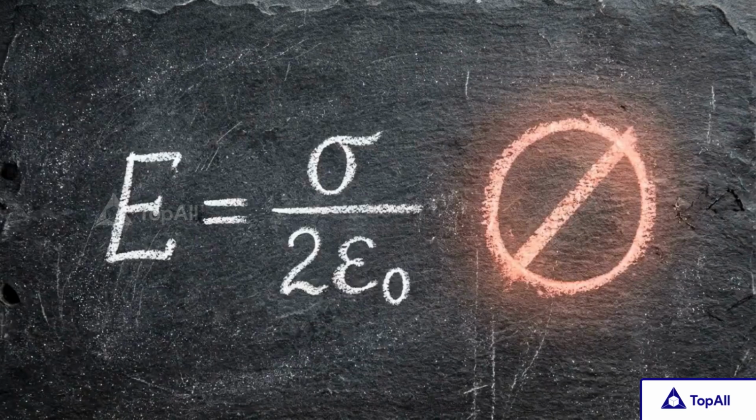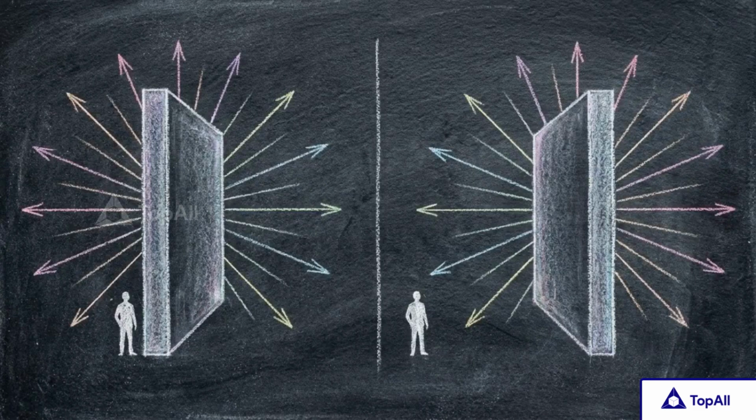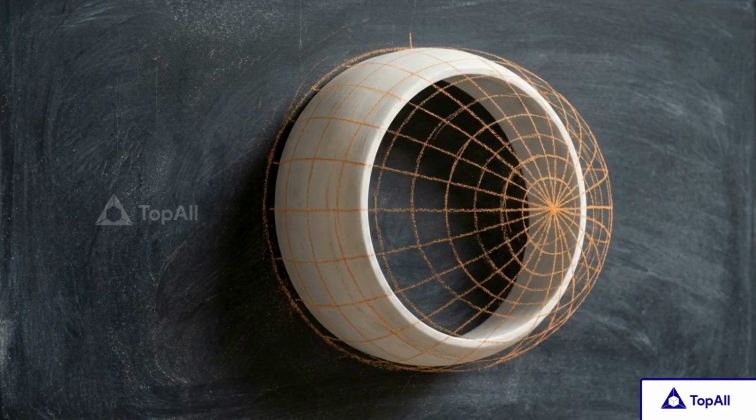The resulting formula for the electric field reveals something counterintuitive. The final equation contains no variable for distance. For an infinite charged plane, the electric field strength remains the same whether you are 1 centimeter away or 1 kilometer away. Finally, we have a thin, hollow, spherical shell with a uniform charge.